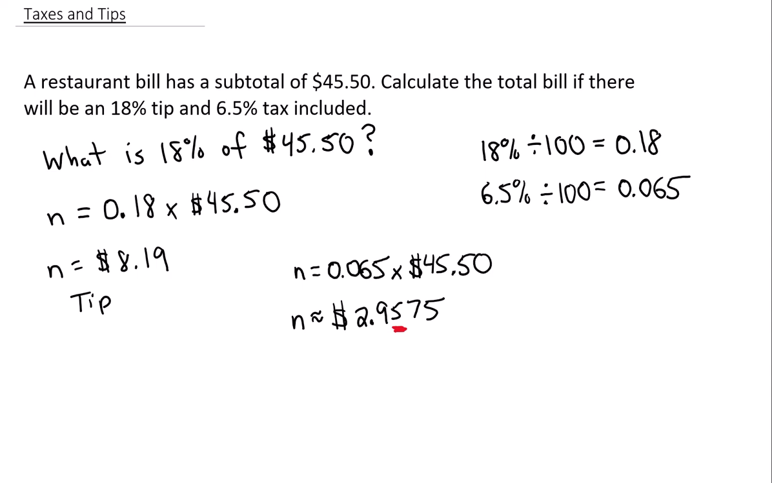So I look to the spot to the right of the 5, which is a 7. And since it's 5 or more, we're going to have to bump up that 5 to a 6. So that gives us $2.96. That's going to be the tax calculated here.